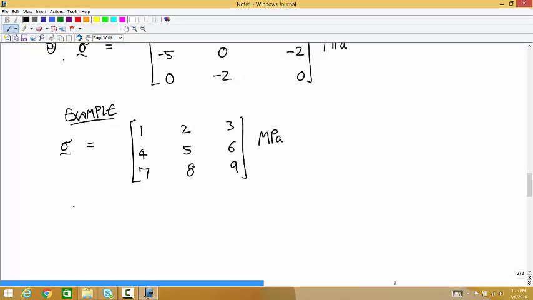Okay, so, oh wait, we can't do that. Because of symmetry, that 4 needs to be a 2. The 7 needs to be a 3. And the 8 needs to be a 6.